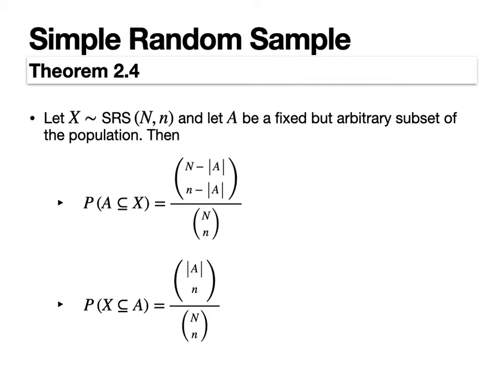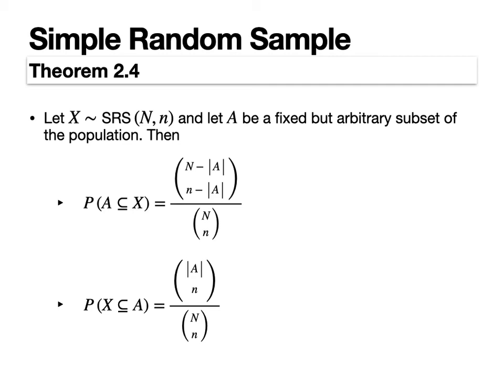Well, theorem 2.4 gives us some. Let X be the random subset from an SRS of size little n from a population of size big N, and let A be any fixed but arbitrary subset of the population. So A is not random, right? A is some fixed subset. X is our random sample.